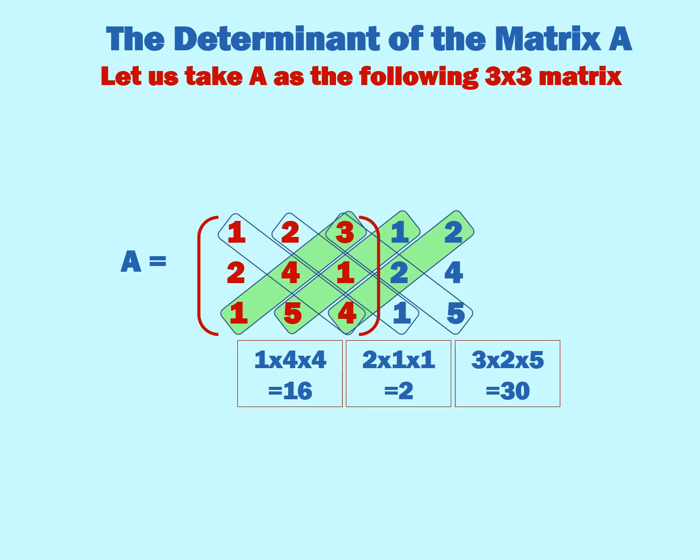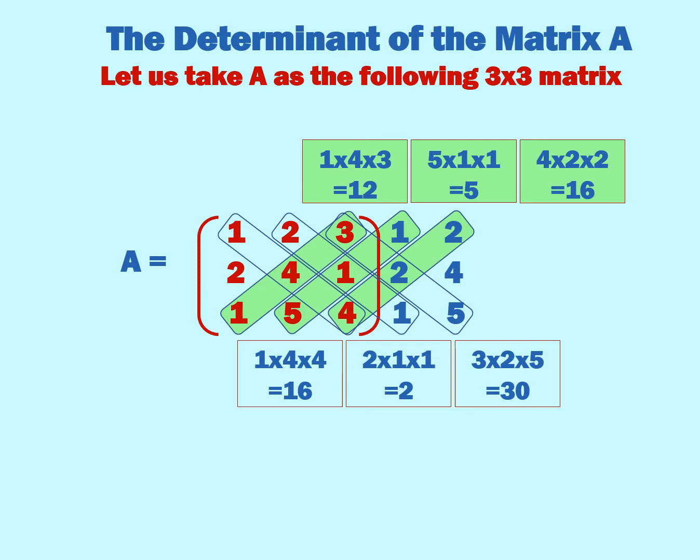Likewise, you have another set of diagonals in the opposite directions. We now repeat the same multiplication for this set of diagonals and write the values at the top end of each diagonal. That is 1 into 3 into 4, that is 12, 5 into 1 into 1, 5, and 4 into 2 into 2 is equal to 16.